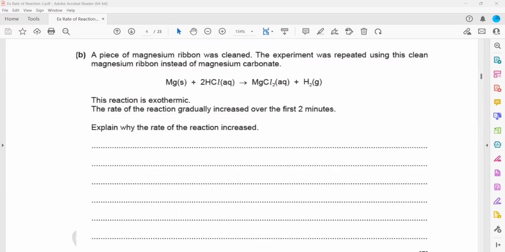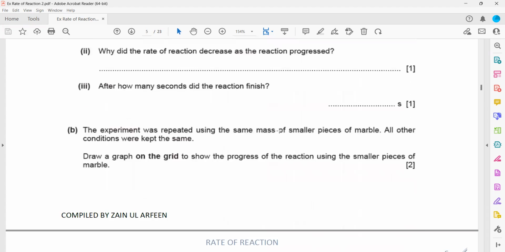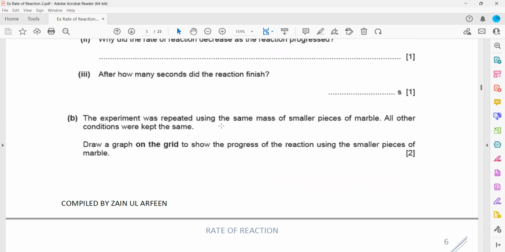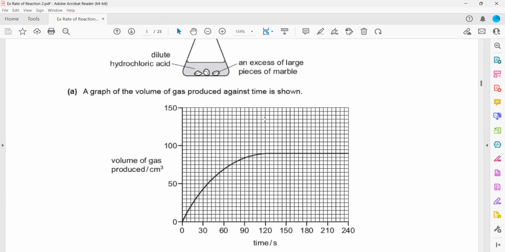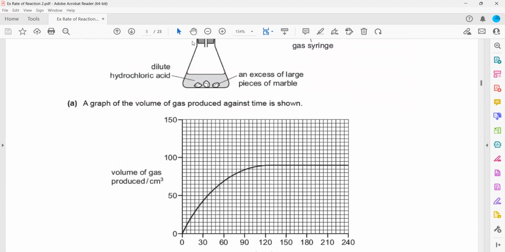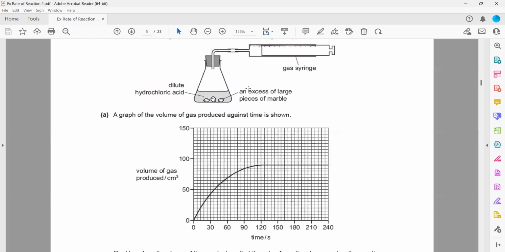So it's page 3, then page number 4, part B. The experiment was repeated using the same mass of small pieces of marble. If we use small pieces, the surface area increases. If the surface area increases, the rate of the reaction will also increase. But we did not change other parameters.